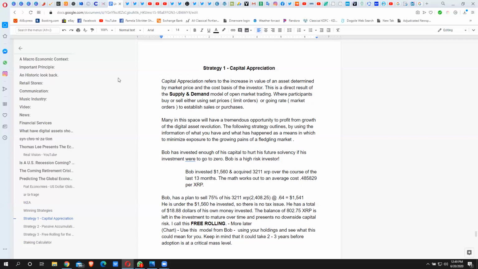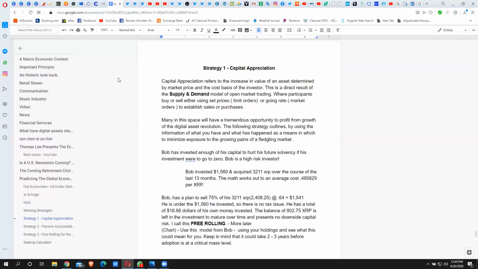Now, Bob has a plan to sell 75% of that 3,200 XRP, which equals 2,408.25, at a price of 64 cents. This would bring a return of $1,541.